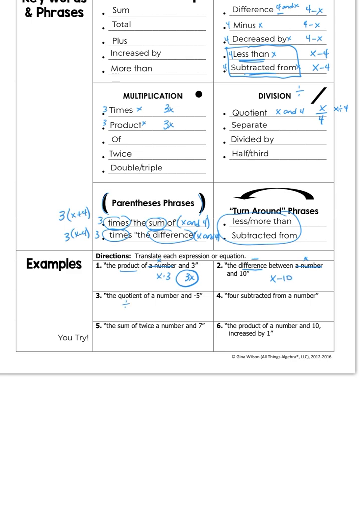Quotient means I'm dividing. A number, remember, is just my x. So I'm dividing x and negative 5. So I can either write it as x divided by negative 5. That's very sloppy, I'm sorry. Or x over negative 5. So I could do x divided by negative 5. That would be one answer. Or I would do x over negative 5. That would also be an answer.